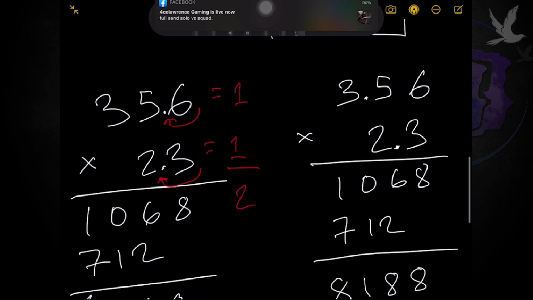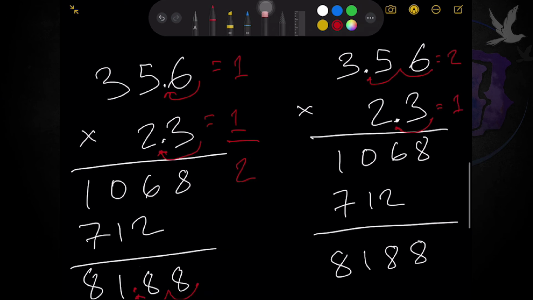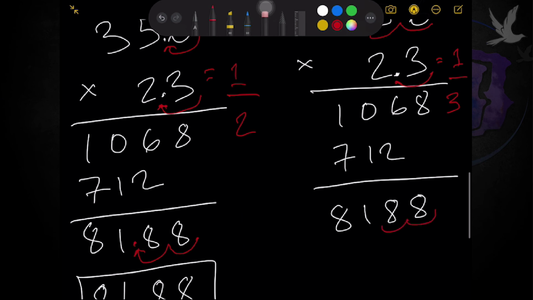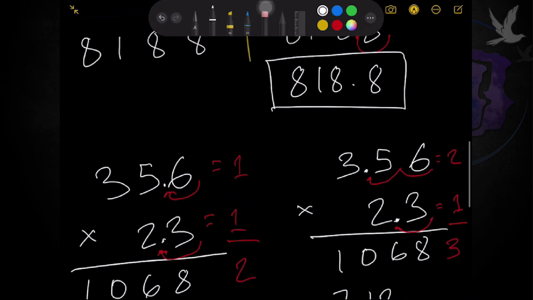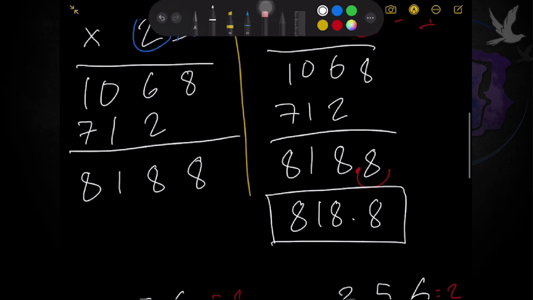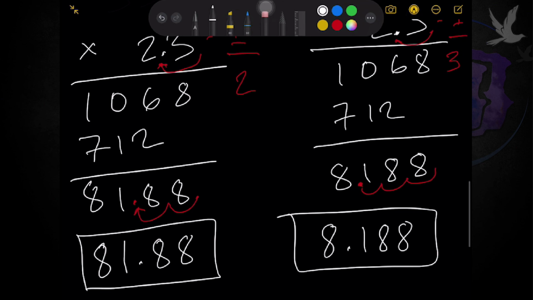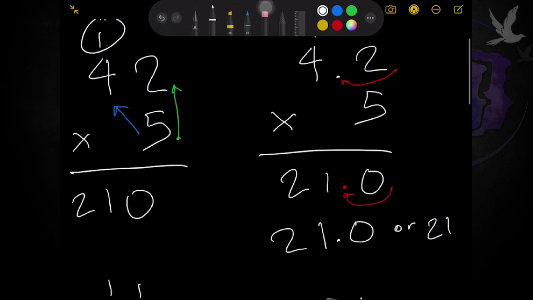Dito naman ngayon. So if you notice, meron tayo dito, we moved 1, 2. And we moved a total of only 1 here. So which means in this case, we need to move a total of 3 decimal places. So that's 1, 2, 3. So meaning ang final answer natin dito now is 8.188. So see, the decimal places can vary our answers. Nagdi-depend ang answers natin sa paglagay ng decimal places. Okay? So ganun lang talaga yung dealing with multiplying numbers with decimals.